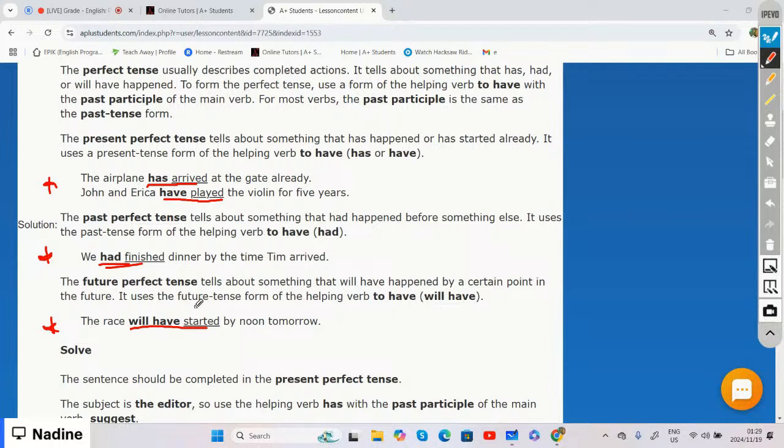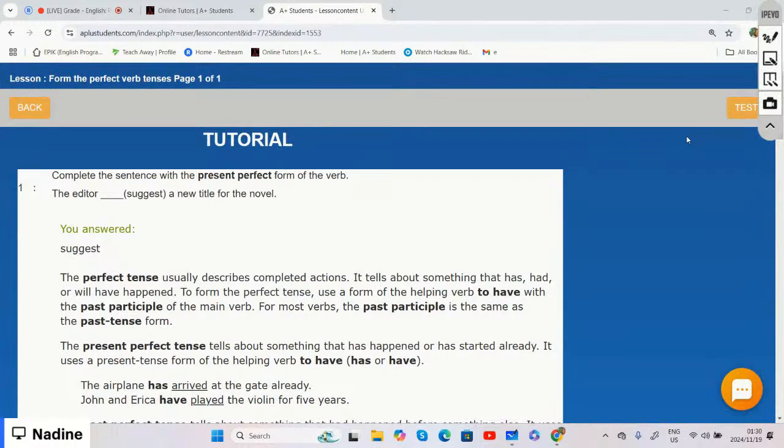All right, so now we're going to our test, right? We're going to a test where we are going to form the perfect verb tenses, whether it is the present perfect tense, the past perfect tense, or the future perfect tense. And keeping in mind, when it comes to the present perfect tense, we use the helping verb such as has or have. When it comes to the past perfect tense, we use the helping verb had. And when it comes to the future perfect tense, we use the helping verb will have.